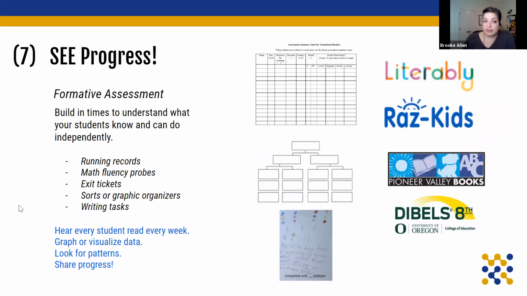And formative assessment. So build in times to understand what your students know and can do independently. We get stuck in the exit ticket game. Exit tickets can be really, really helpful, but there's lots of other ways that we can know what our students know. Running records, fluency probes, having them do a sort or fill in a graphic organizer to understand their thinking, writing tasks. My goal as a small group reading teacher was to always hear every student read every week. So that's a good way to measure your assessment there.